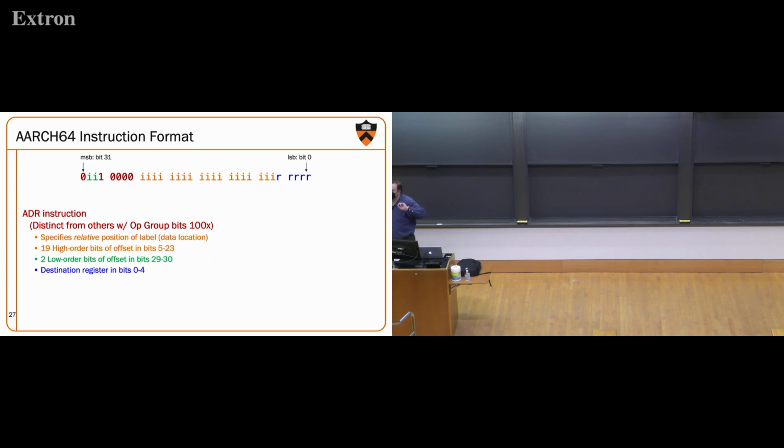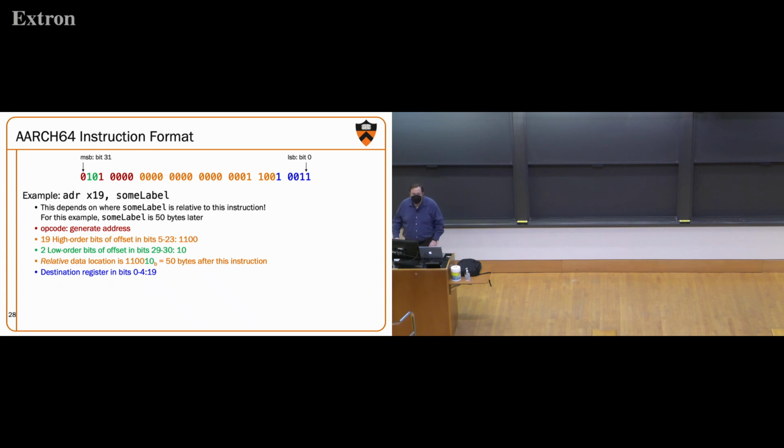Now here's the crazy part. It's where that offset lives. Don't shoot the messenger. Some of the offset lives here, and the rest of the offset lives there. Sorry, it's just the way it does. So this gives you the two low order, the two least significant bits of the offset, and this gives you the rest of the offset.